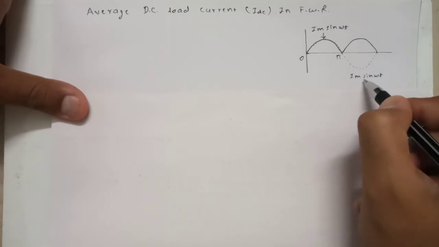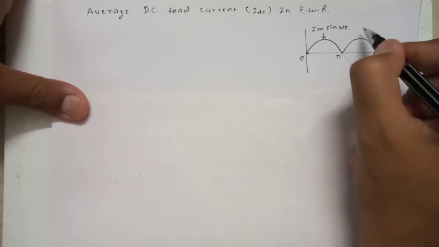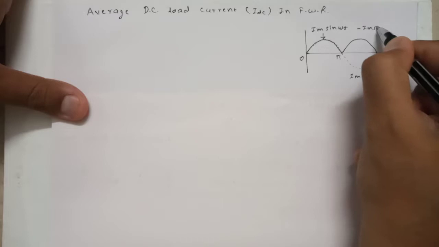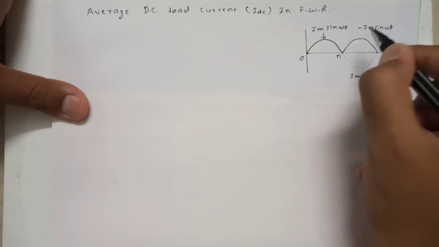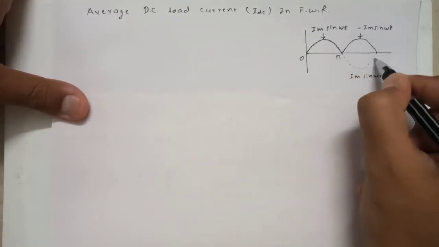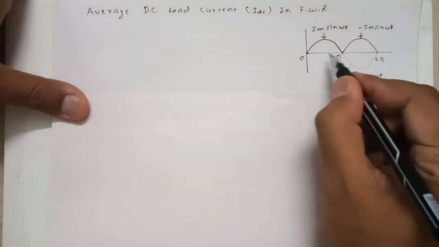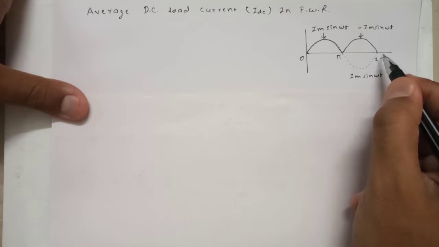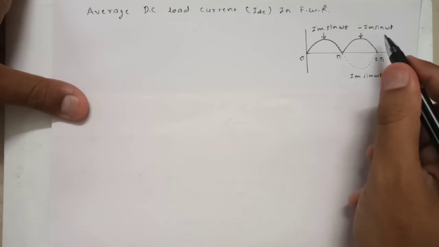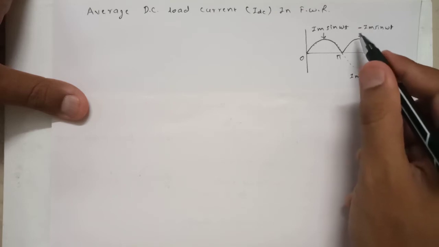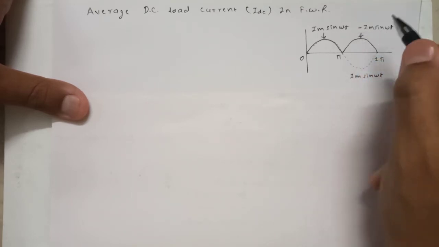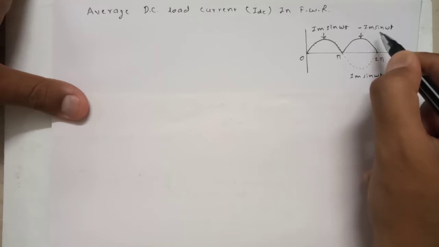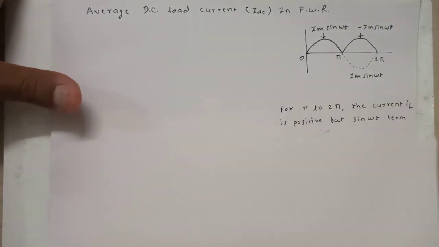So if this is Im sine omega t, this should be called minus Im sine omega t, right? So in the case of the full wave rectifier, from 0 to pi we get Im sine omega t, and from pi to 2 pi we get minus Im sine omega t. Here don't get confused by this negative sign. Actually, Im is positive but the sine term is negative. We can understand it very well like this.